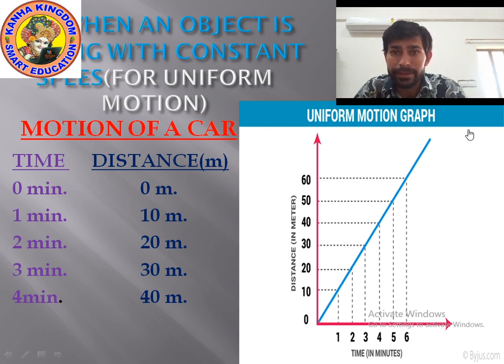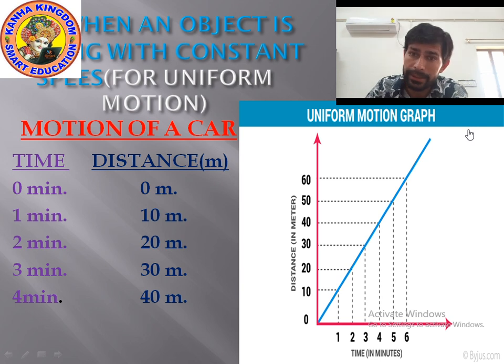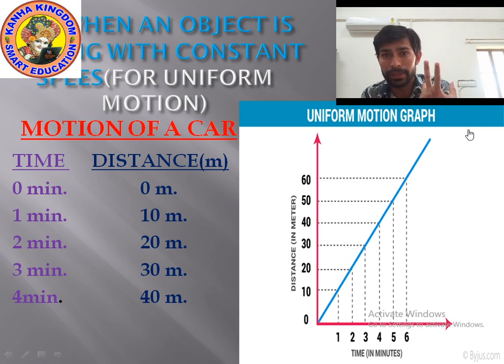Your father drives the car for 1 minute, and after 1 minute the car has traveled a distance of 10 meters. Then your father drives for 1 more minute, total 2 minutes, and the car has covered 20 meters. Then at 3 minutes, 1 more minute, the car travels the same distance of 10 meters, means 20 plus 10, 30 meters. Then at 4 minutes, 1 more minute, the car travels again 10 meters, means 30 plus 10, 40 meters, and you reach Shimla.